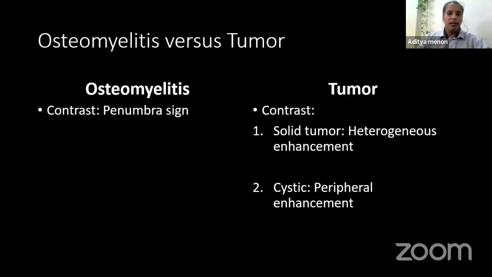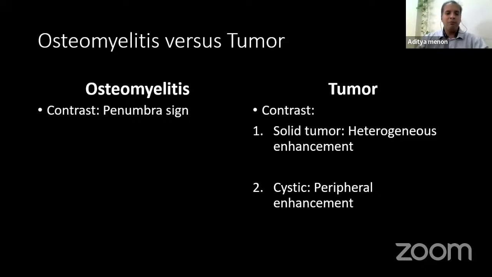to understand. In contrast, especially in these cases, contrast becomes important because in osteomyelitis, we get a penumbra sign, low center, white signal outside. In a solid tissue, it would be a heterogeneous enhancement because there'll be solid areas, there'll be necrotic areas, there'll be vascular areas. And in cystic lesion, it will be same as a peripheral enhancement.